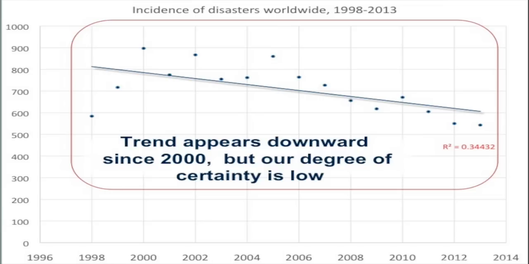And you can see that overall that trend appears downward since 2000. But we have too few data points. In other words, we don't have a good enough set of information to make a valid conclusion. There's just not enough years involved for us to be able to tell for certain that there's a downward trend. So our degree of certainty is low, and we'll keep watching this as well.